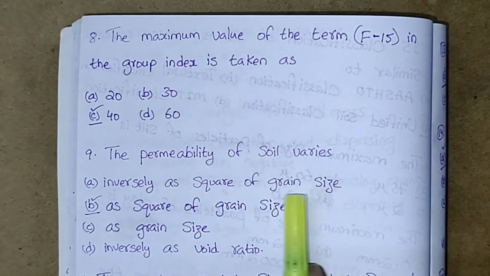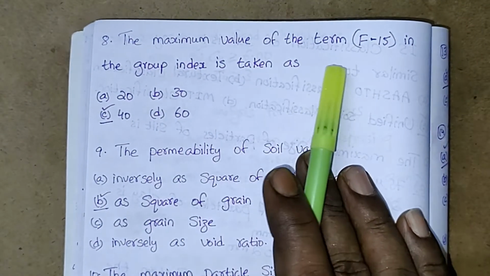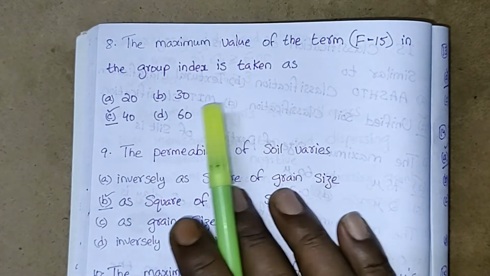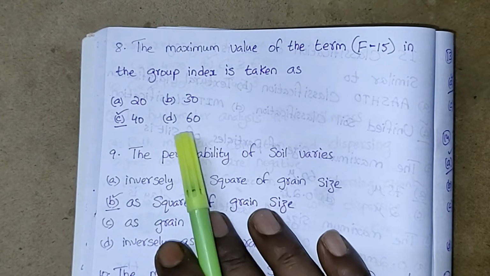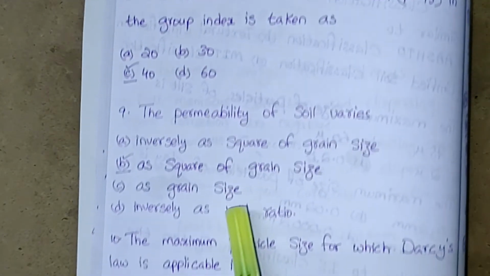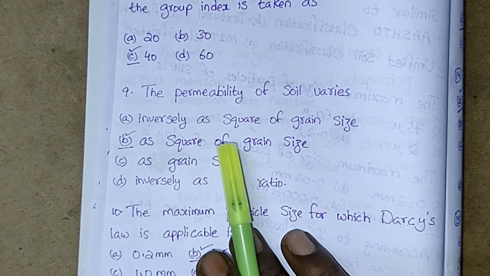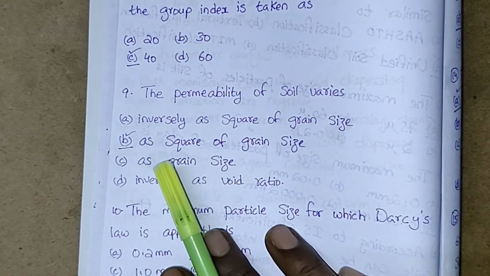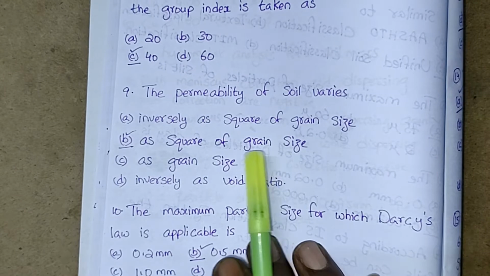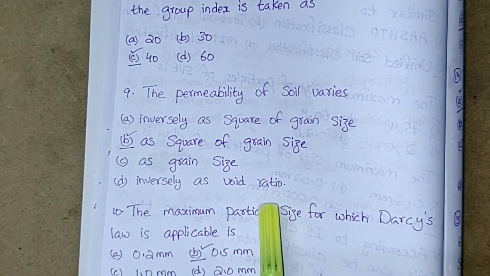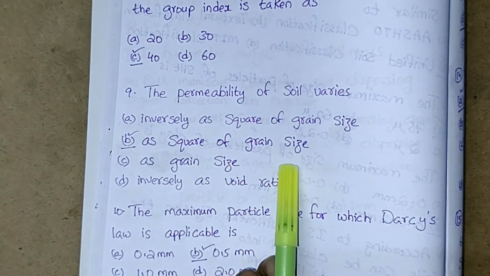The maximum value of the term F15 in the group index is taken as 20, 30, 40, 60. The answer is 40. The permeability of soil varies inversely as square of grain size, as grain size, inversely as void ratio. So the answer is as square of grain size.